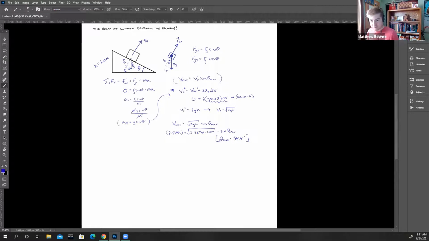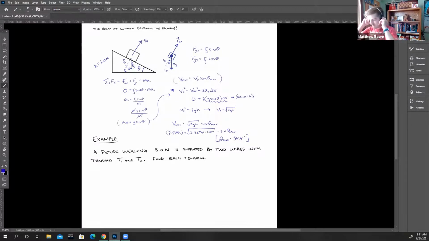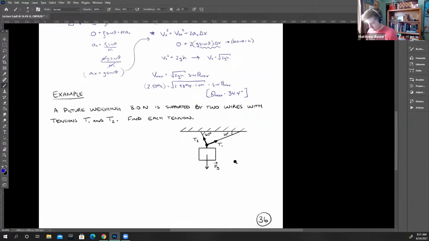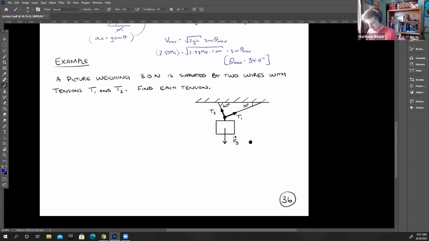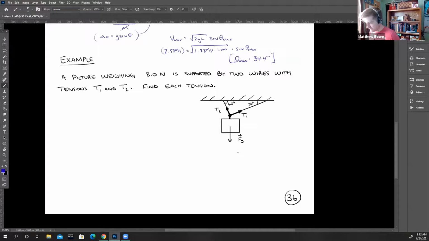How does that work? Let's see. Woohoo, that's good. All right, next example. A picture weighing 8 newtons is supported by 2 wires with tensions T1 and T2. Find each tension. This one is specifically related to a picture, so let me bring in the picture. Otherwise, it would have just had to specify the angles given.